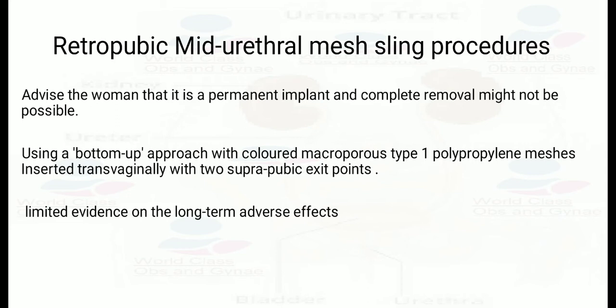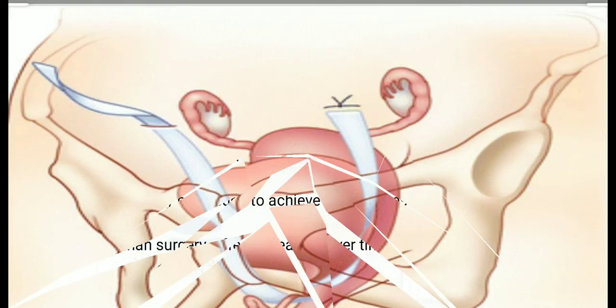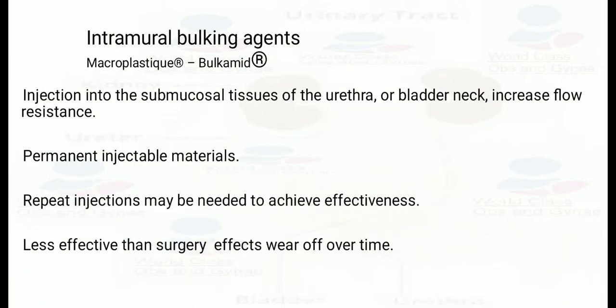So bottom-up approach, that is an important point. Limited evidence on the long-term adverse effects. Okay, so that is what I was explaining. Intramural bulking agent, macroplastique, Bulkamid: injection into the submucosal tissue of the urethra or bladder neck increases flow resistance. Permanent injectable material. Repeat injections may be needed to achieve effectiveness, and it is less effective than surgery. Effects wear off over time.